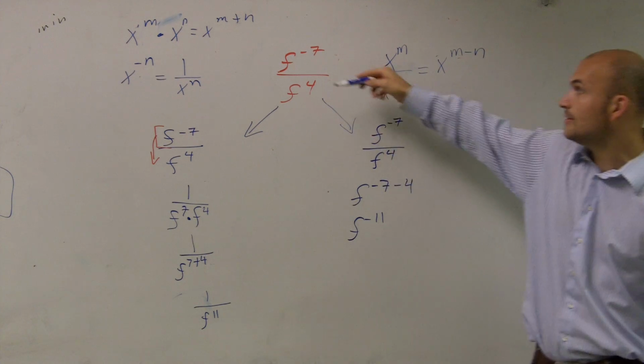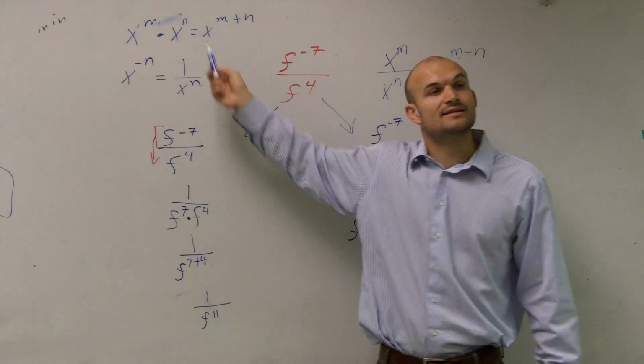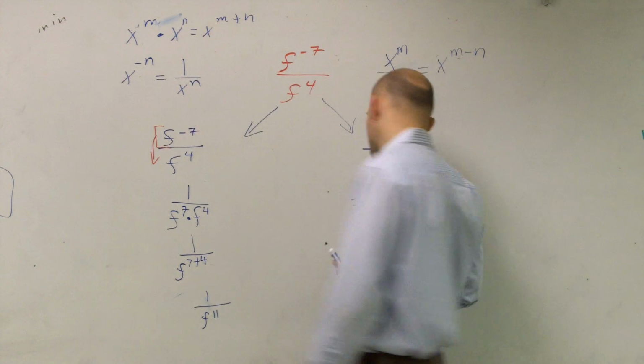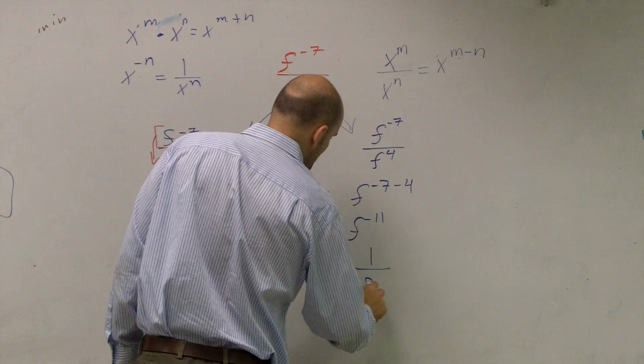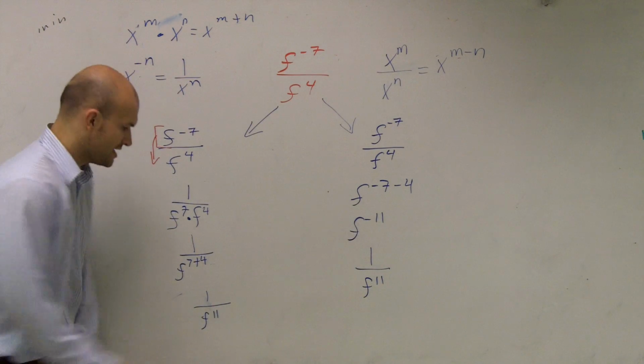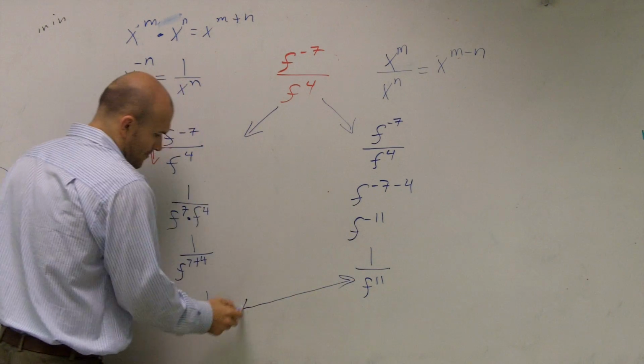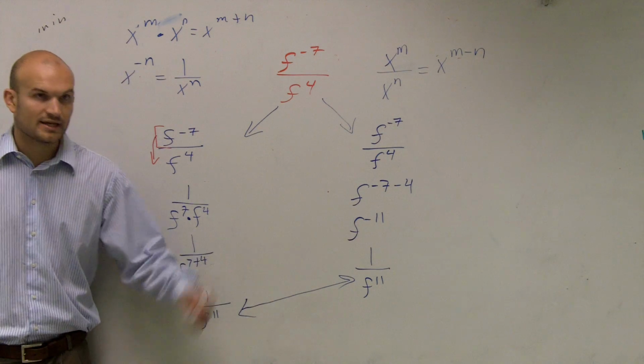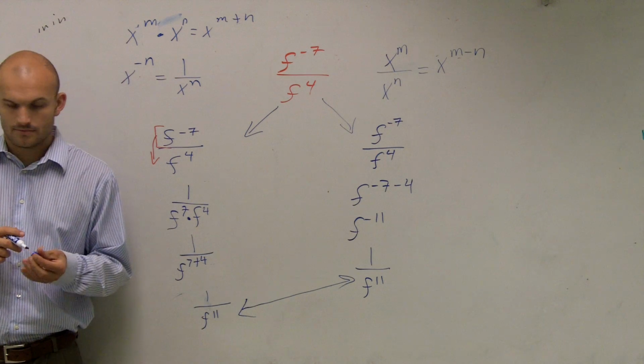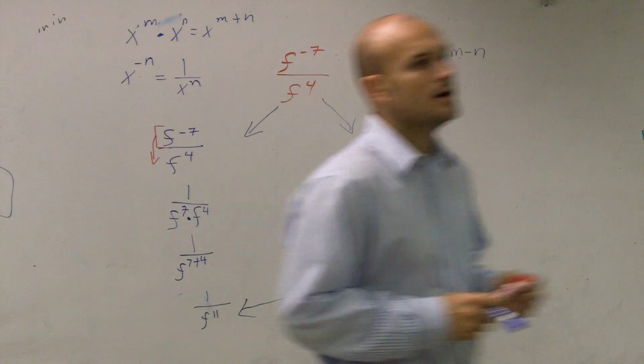Remember, when you have a negative exponent, you need to put it in the denominator to make it positive. So my final answer is 1 over f to the positive 11. And you guys see, no matter which way makes more sense to you, you're going to get the same answer. All right. Pretty cool? Okay.